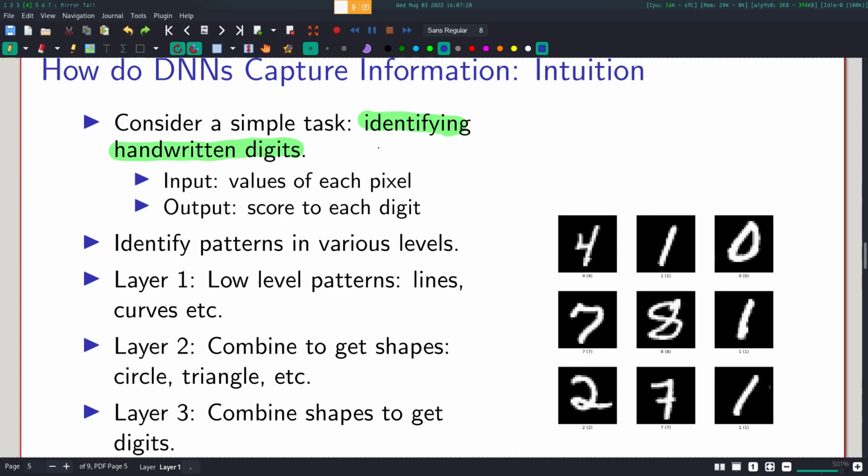So let's consider this simple task. Here our input is going to be an image. But how exactly? The image is nothing but a 2D grid of pixels. And if you consider the image to be black and white, each pixel is going to be a value between 0 and 1. Let's say 0 means black and 1 means white.